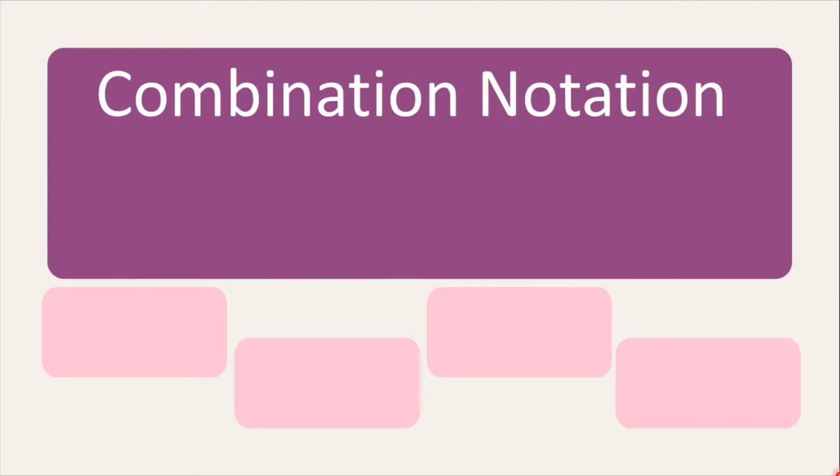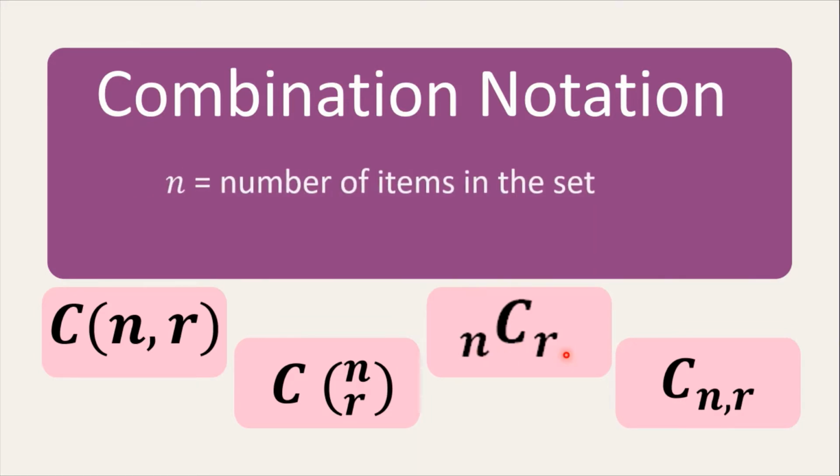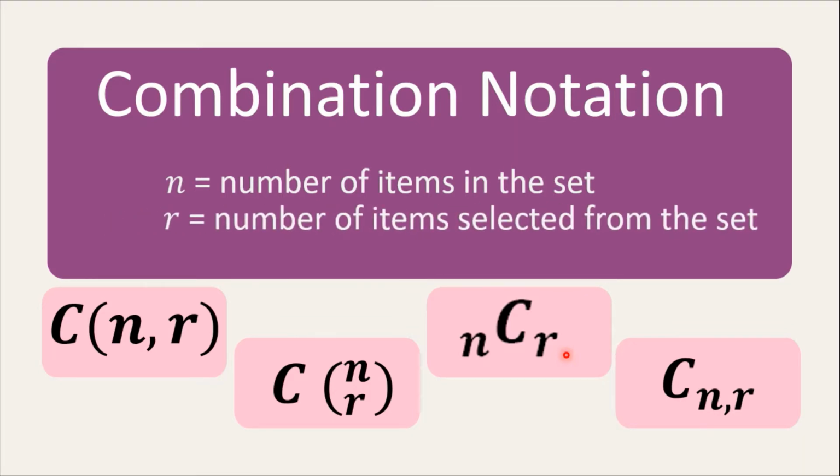Combination can be denoted into different notations. So pag binasa natin, that is combination of n taken r. So in this video, ang gagamitin natin is itong third notation. Again, pag binasa natin is combination of n taken r, where n is the number of items in the set and r is the number of items selected from the set.